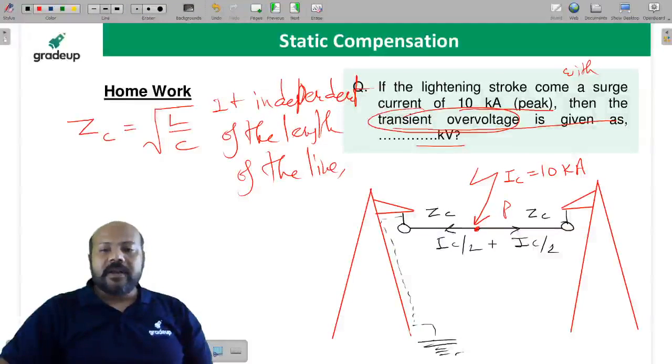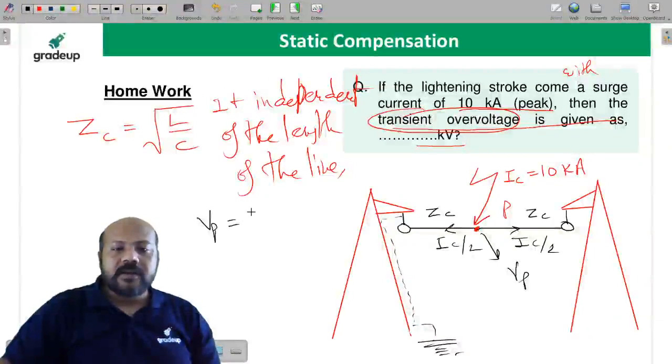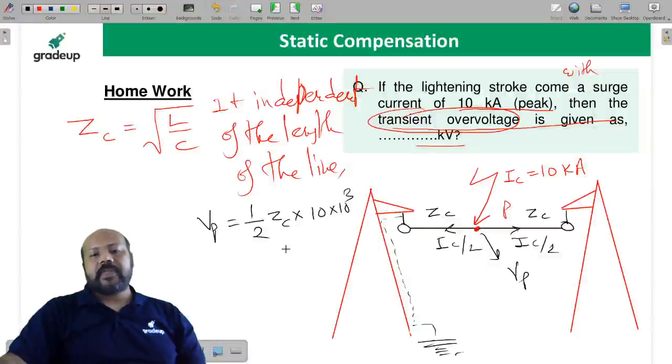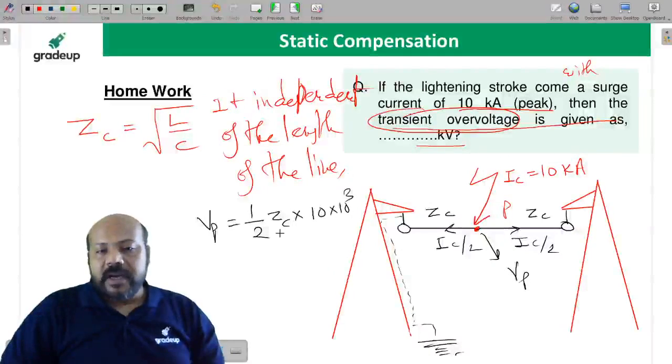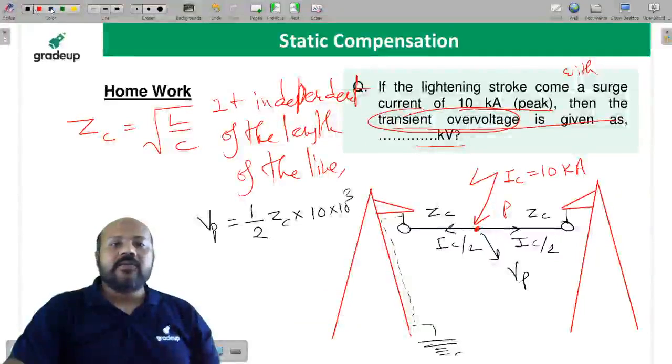So what is going to happen, if you see at this point P, if the potential is Vp, how can you write the potential Vp? The potential Vp is going to be 1 by 2 Zc multiplied by 10 into 10 to the power 3 ampere. Is it clear? Now Zc value you have to assume, because it is not given in the problem.